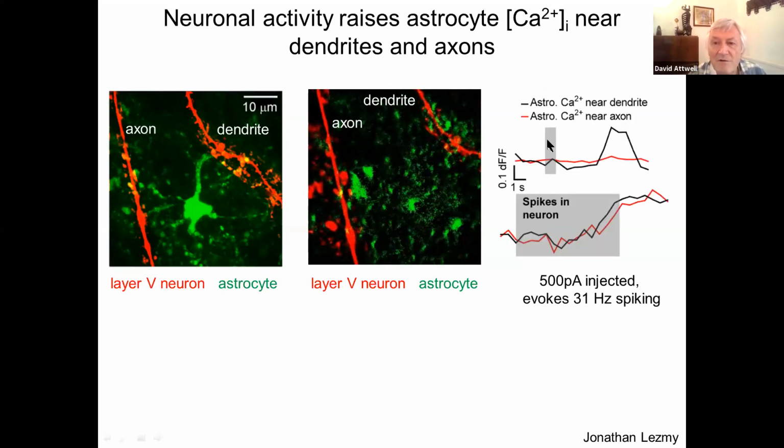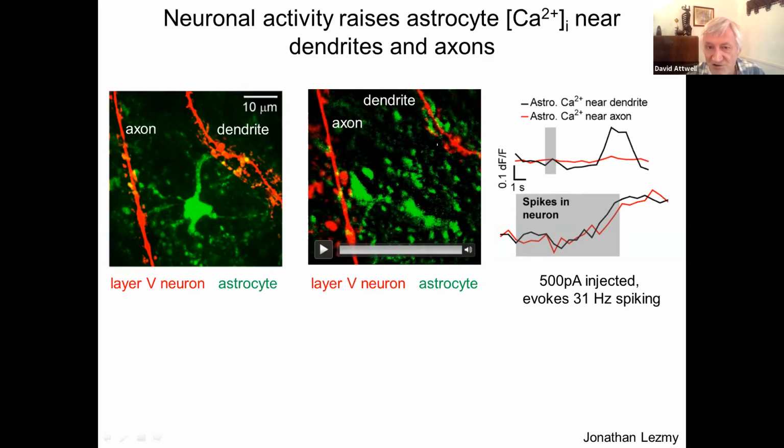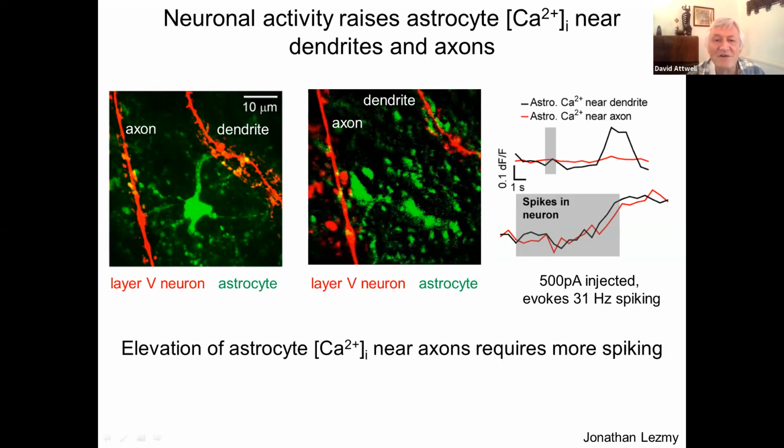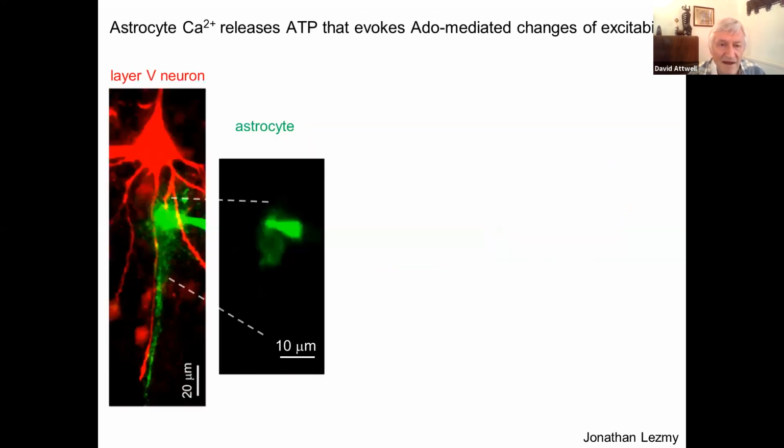It turns out that if you just evoke spikes for a second, and they're going at about 30 hertz, then you get a delayed rise in calcium around the dendrites, because of substances released from the dendrites affecting the astrocyte. But if you stimulate for a longer period, then you get a rise around the axon as well as the dendrites. So this establishes that it is possible to get a rise of astrocyte calcium around the axon.